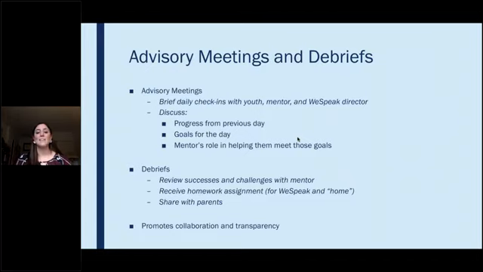And then at the end of the debrief, they meet with their parents and share their debrief form with their parents. These two, the advisory meetings and the debriefs, are really a great way to promote collaboration and transparency with these kids who, again, really want that autonomy, want to be recognized as adolescents who are emerging adults, and this gives them ownership in that process.